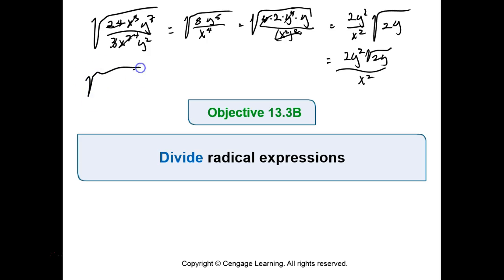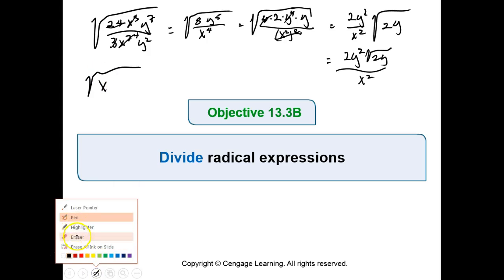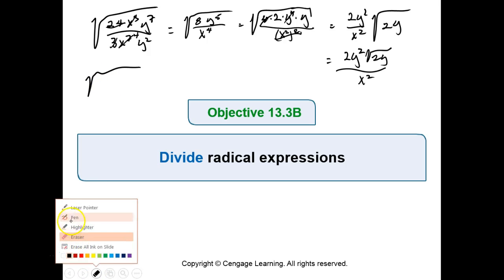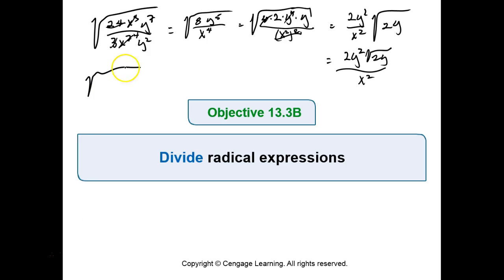All right, now let's do the B part. The square root of 4x squared y over the square root of xy.